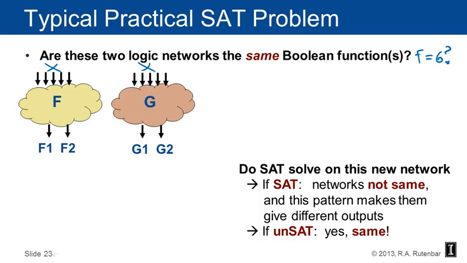How do you do that? Well, what you do typically is the following. For every pair of outputs, and let's just assume that F1 is supposed to be G1, they're supposed to be doing the same thing, and F2 is supposed to be G2, they're supposed to be doing the same thing. For every pair of outputs, you put an exclusive OR gate. So you put F1 in there and G1 in there.